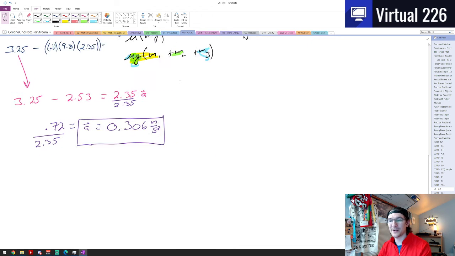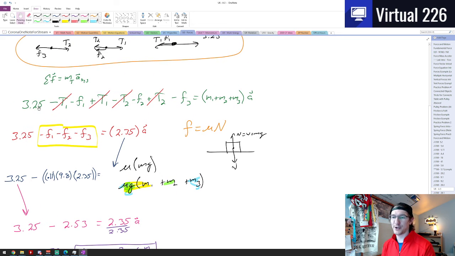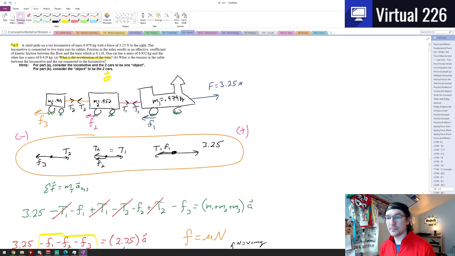So that was a little bit bigger than normal, in order to find that acceleration. Definitely a longer problem where we combined a lot of things together. But we're still not done. Our second part of the problem was, what's the tension in the cable between the locomotive and the car connected to it? So what is T1 equal to?